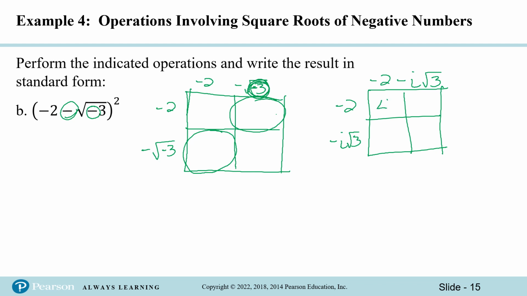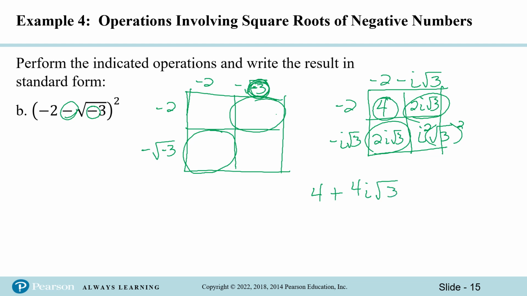So that will give me 4, 2i square root of 3, 2i square root of 3. And then a negative times a negative is positive. I'm going to multiply the i's together, and then the square root of 3 has to be squared as well. So when I combine like terms, I have this 4, and then I have 4i, so I've got 2 of those: 4i square root of 3.